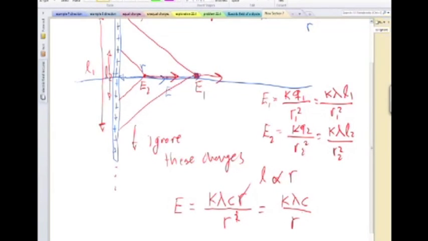Because if you're really close, very quickly, charges that are above or below you do not affect you at all because they're fighting against each other. The electric fields are opposite to each other. Okay? So that is what's behind that interesting dependence on the inverse of the distance.